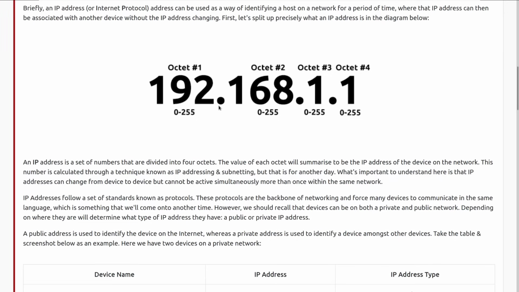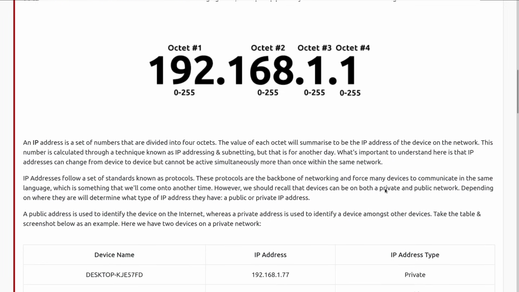And that's where you have the first and second octets that are static. I won't go too far into that, but just know that this might be a router address. It's very common for that.